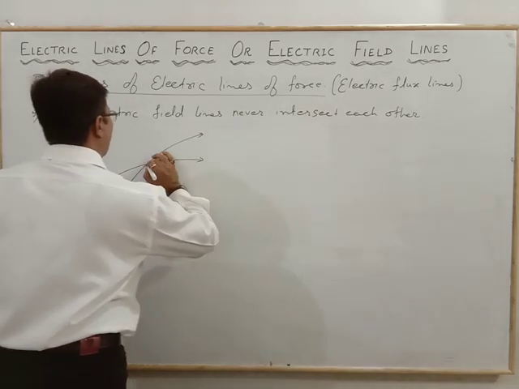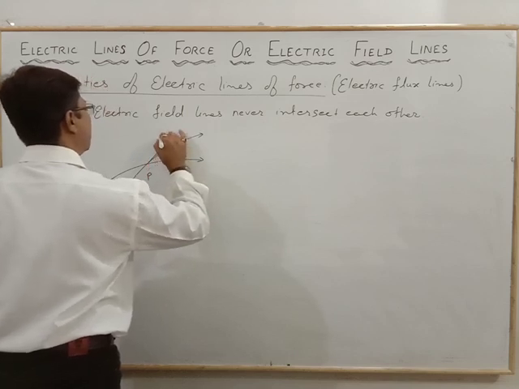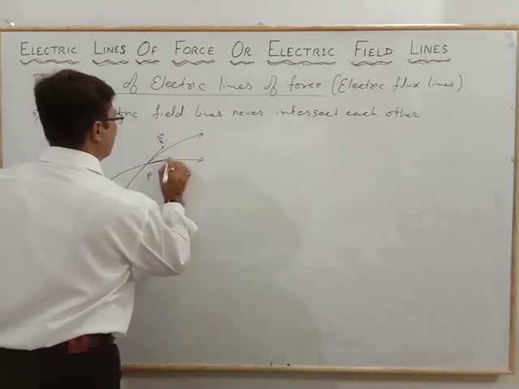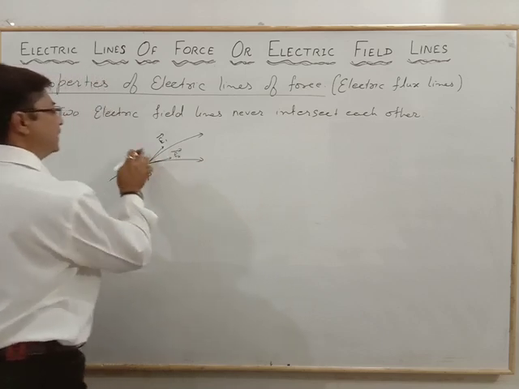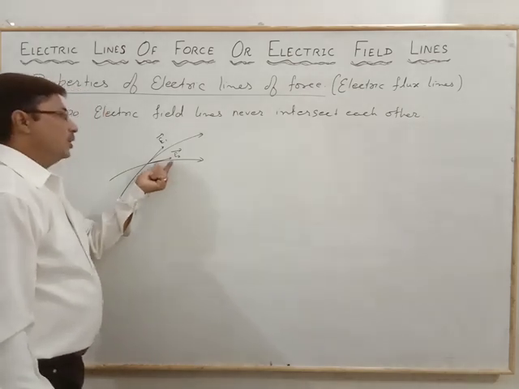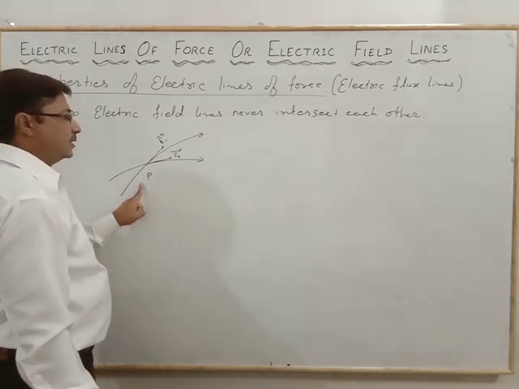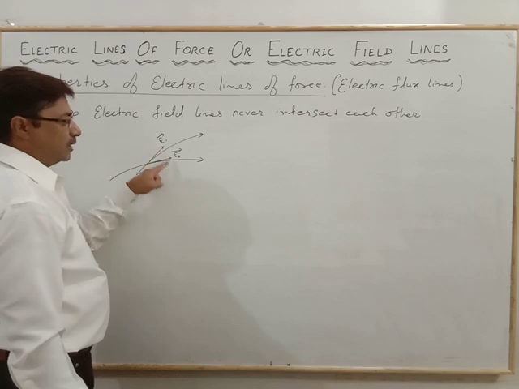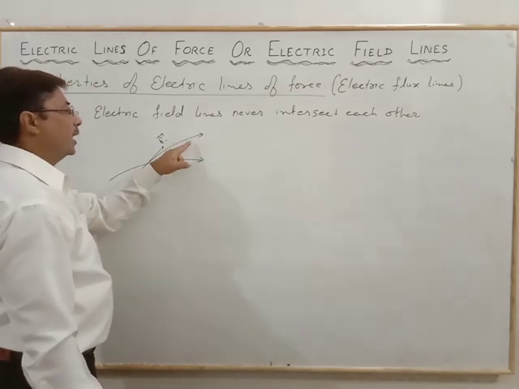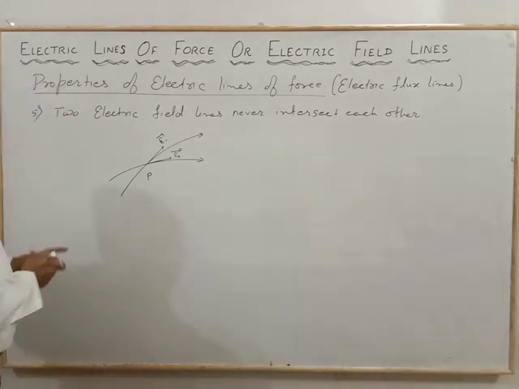It is because at the point it would represent two field directions, that is the E1 direction, and here it is the E2 value. The two field lines never lie at a single point, and it is impossible. So two electric fields of the same charge will not lie at a point. So the electric field lines never intersect each other. It is impossible.